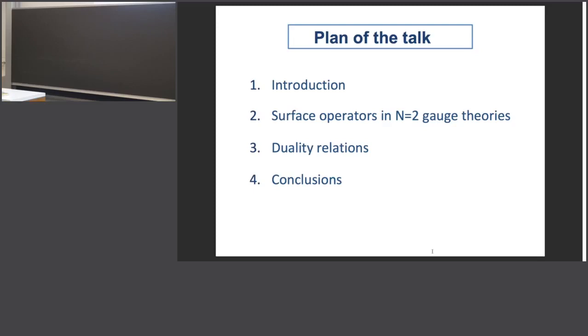I will start with some general introductory remarks. Then I will introduce the surface operators in n=2 gauge theories and discuss the duality relations. And finally, I will present my conclusions.